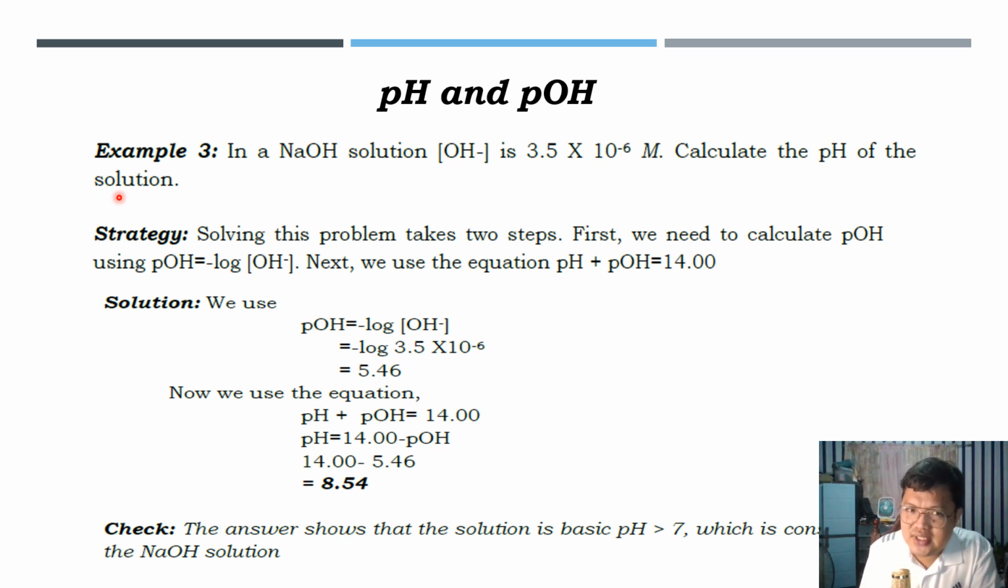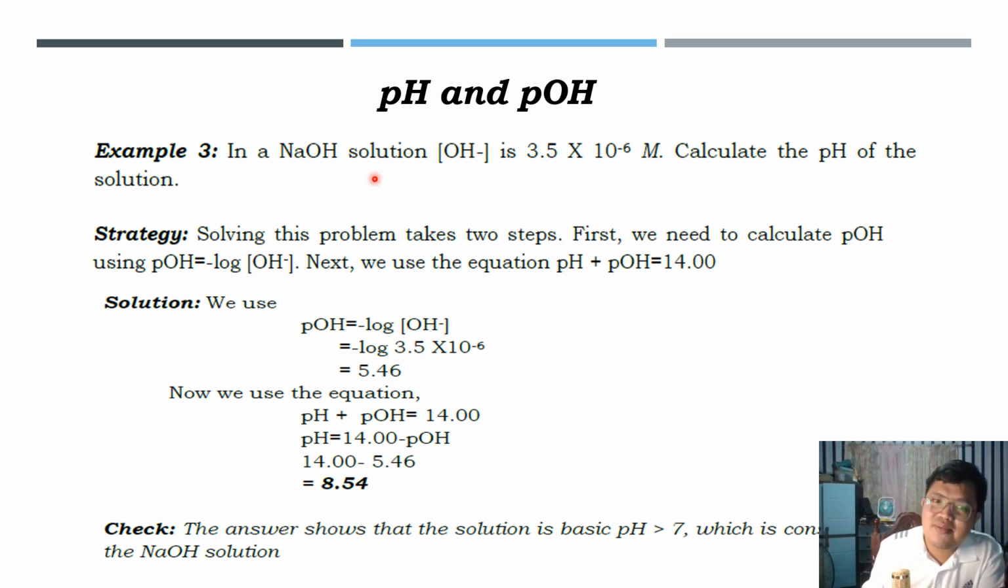So let's try to see what the strategy is. Solving this problem takes two steps, dalawang steps. First, we need to calculate the POH using POH is equal to negative log OH negative. That's the first step. And then the second step is, next, we use the equation pH plus POH is equal to 14 in order for us to get the pH of the sodium hydroxide solution.